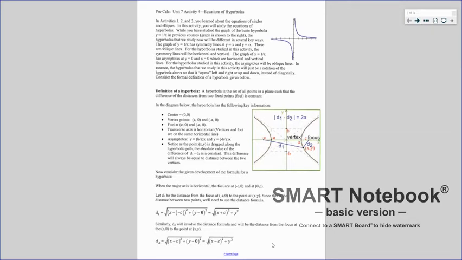Today's activity is on the equations of hyperbolas. We looked at circles and ellipses and then changing forms, and now we're going to be looking at hyperbolas, another one of our conic sections. This conic section is actually made by two cones that are stacked kind of on top of each other, vertex on vertex. So we have actually seen hyperbolas before.